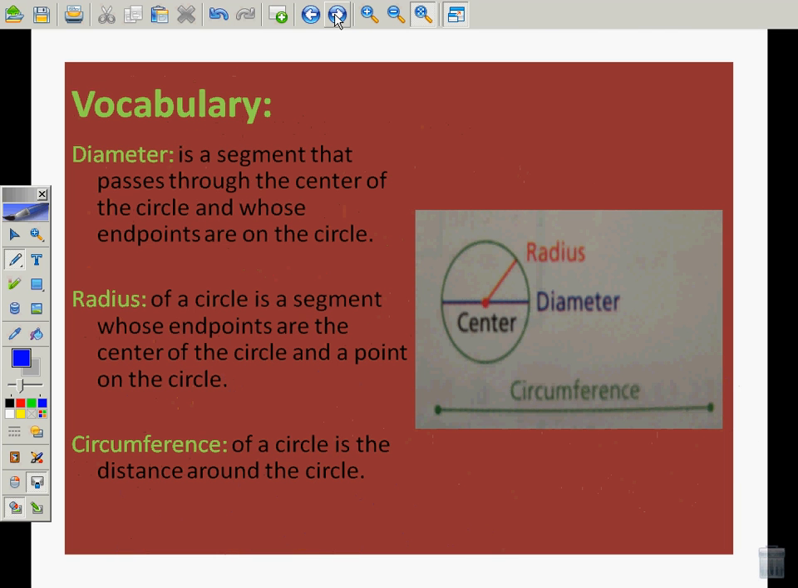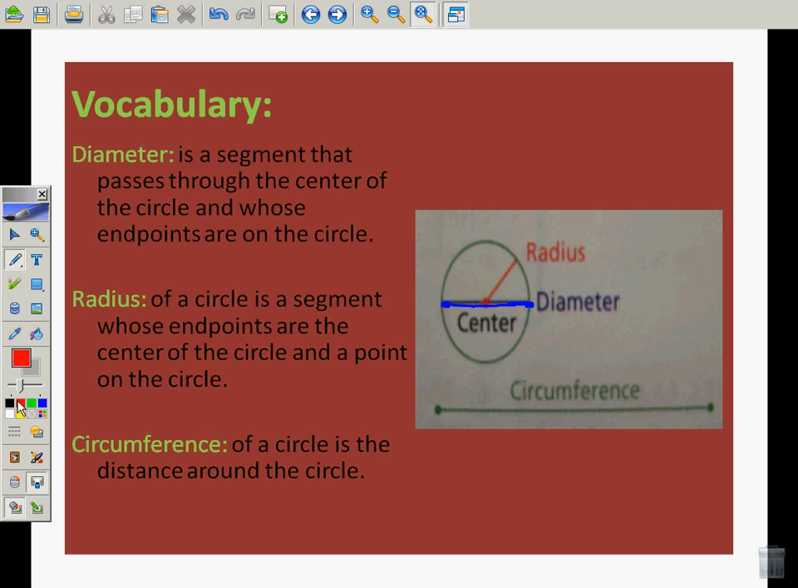Vocabulary. Talking about circles. We've hit the major plane shapes. We're talking about circles now. Okay? Our next one with the circles. We've got diameter is a segment that passes through the center of the circle and whose endpoints are on the circle. Look at this, guys. Look at where it ends. Edge of the circle. Edge to edge. Right here. Okay? Edge to edge.